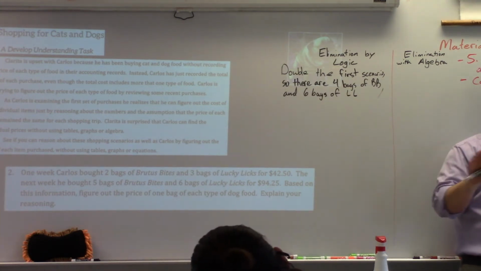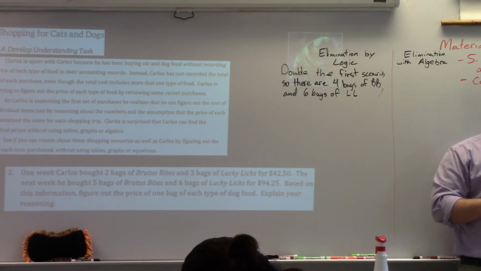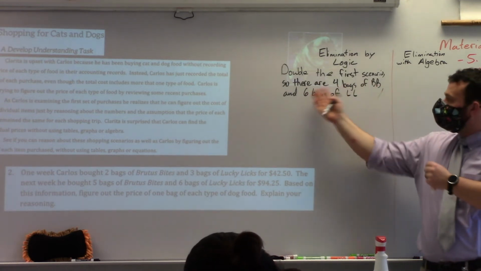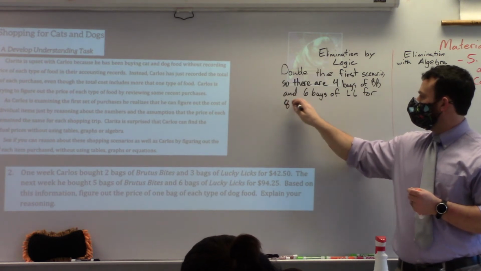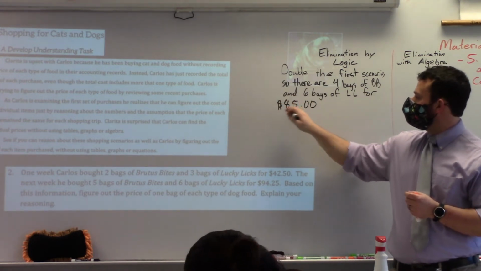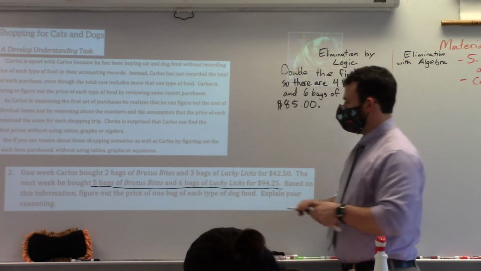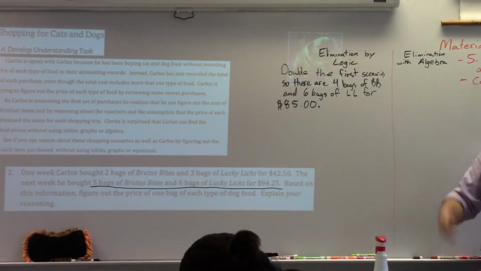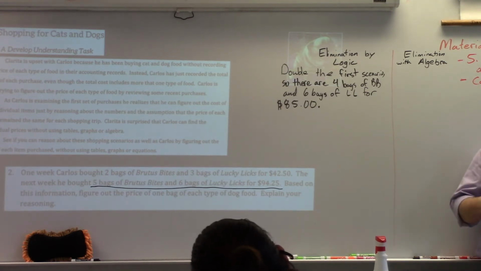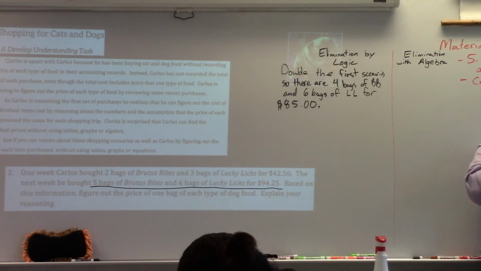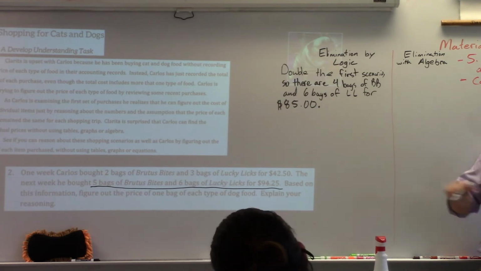Because I doubled everything that was purchased, what do we know is going to happen to the cost? It's going to double, right? If I doubled everything else, I got to double the cost. Now, because the Lucky Licks are the same, that means that there is no what? It's that term we keep using. There's no difference, right?